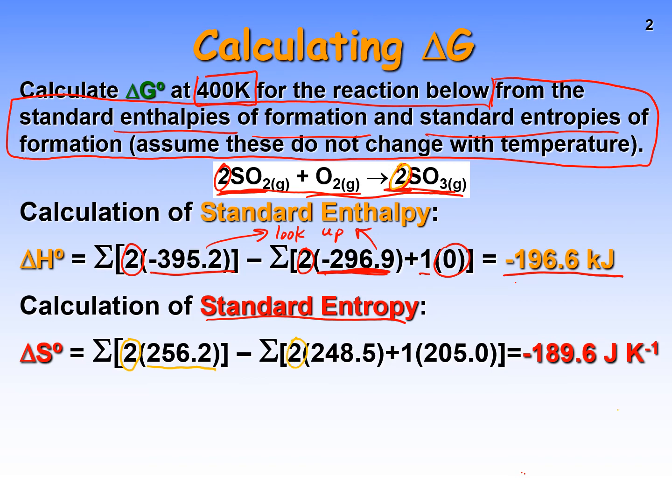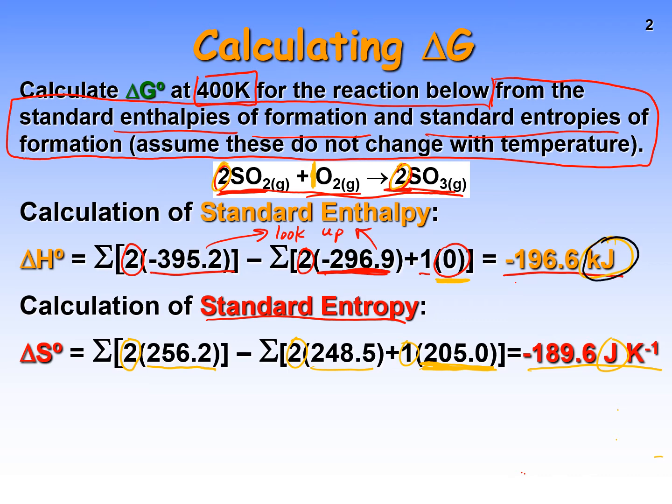Now we have 2 SO2s times the S naught for SO2 plus 1, again we got a 1 here, we don't show it, times the S naught for O2. This is important. Remember, elements in their standard state are 0 for delta H naught of formation and delta G naught of formation. They are not 0 for their S naught values, so we'd need to look up this S naught value for O2, or it'd be given. Again, this gives us this value. You need to mind your units here.